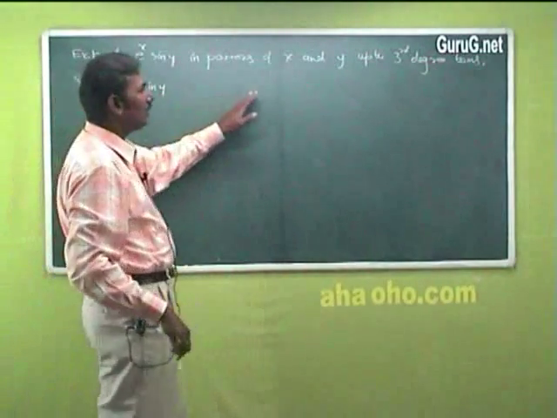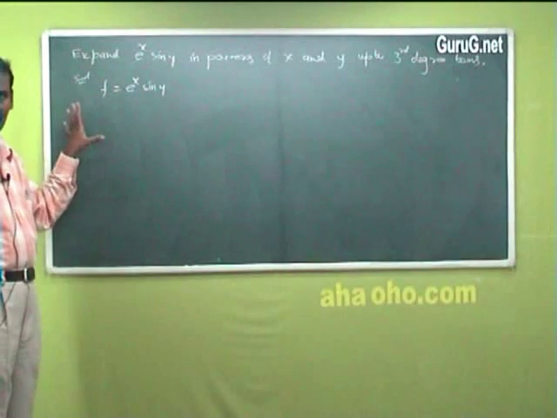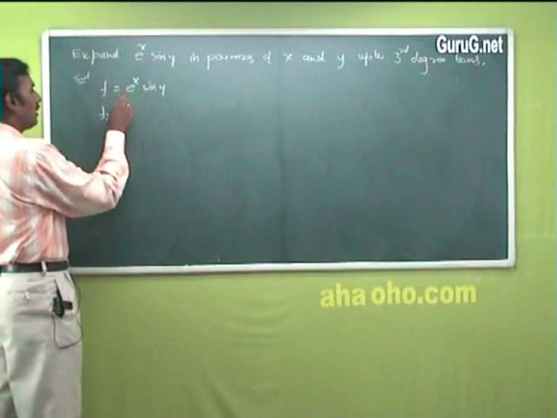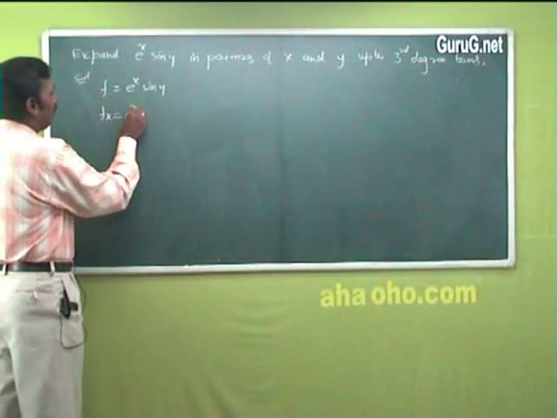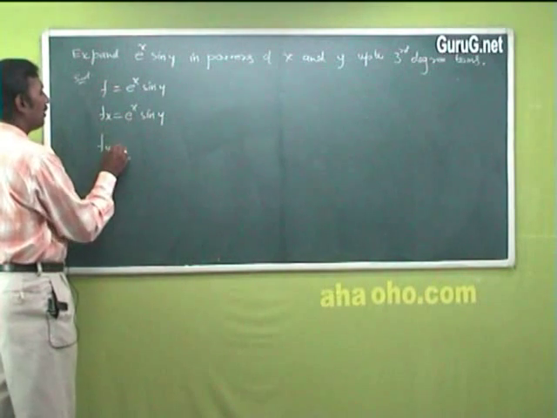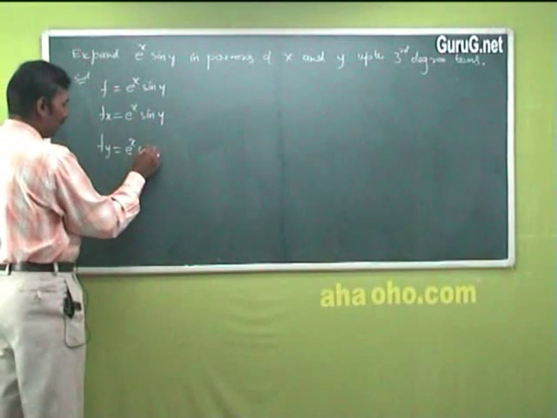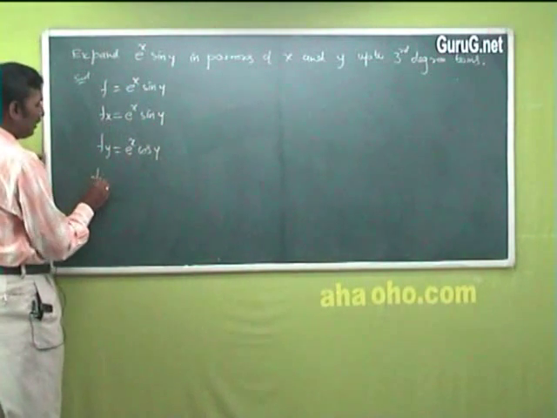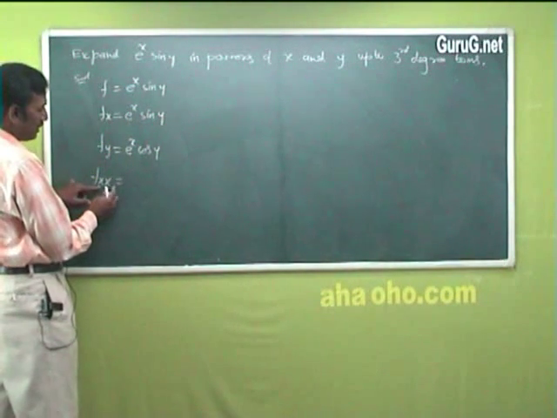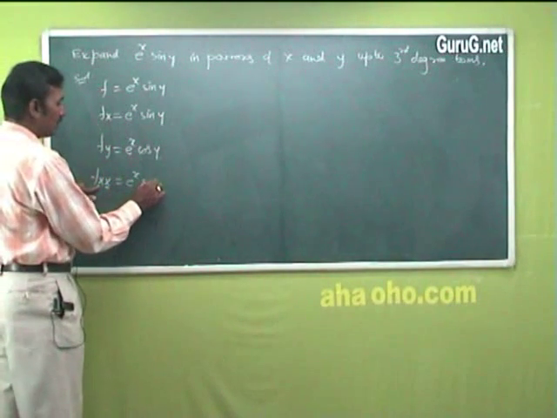Since they asked up to third degree terms, what should you do? You differentiate up to the third order derivative, right? Partial differentiation. First fx, differentiate partially with respect to x for e power x sin y. Then fy, keeping e power x as it is and differentiating sin y gives cos y. Then fxx, now differentiate this with respect to x. fxx is again e power x sin y.